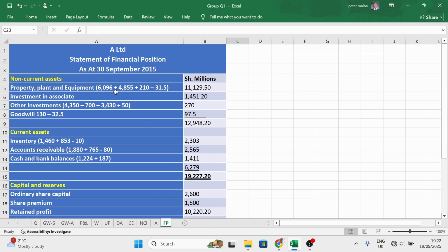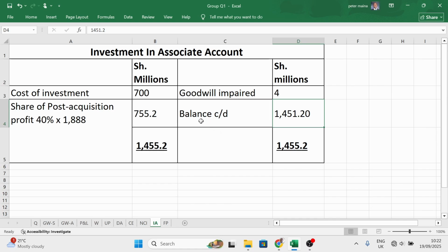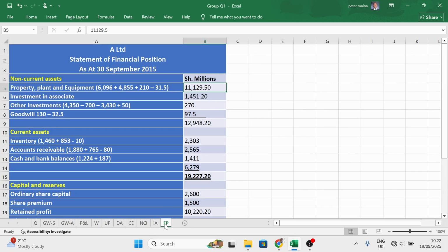So 6096 we add to 4855, then we add revaluation gain, and then we deduct depreciation on the revaluation gain, the whole amount, not the share of the parent, but the whole amount, and this is the total that we get. And then we have investment in associate. Investment in associate, you take the balancing figure from the investment in associate account. The balance carried down was 1451.2. That is the one we bring here, 1451.2. And then we have other investments.